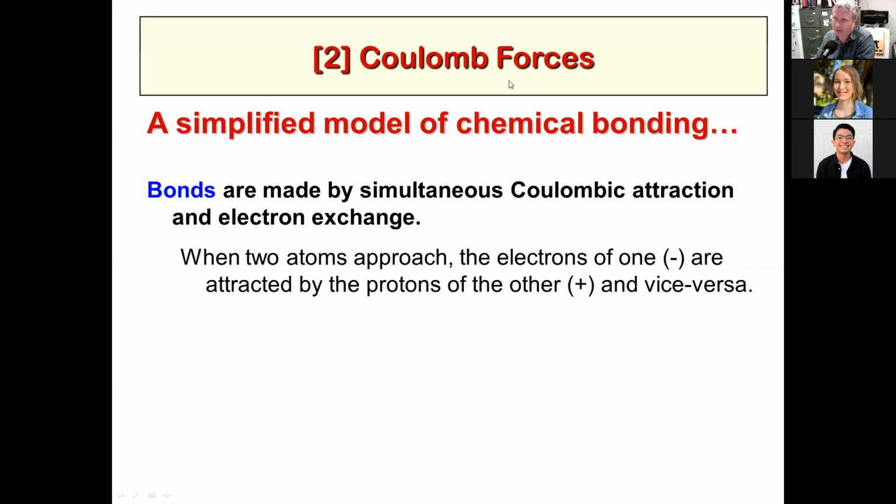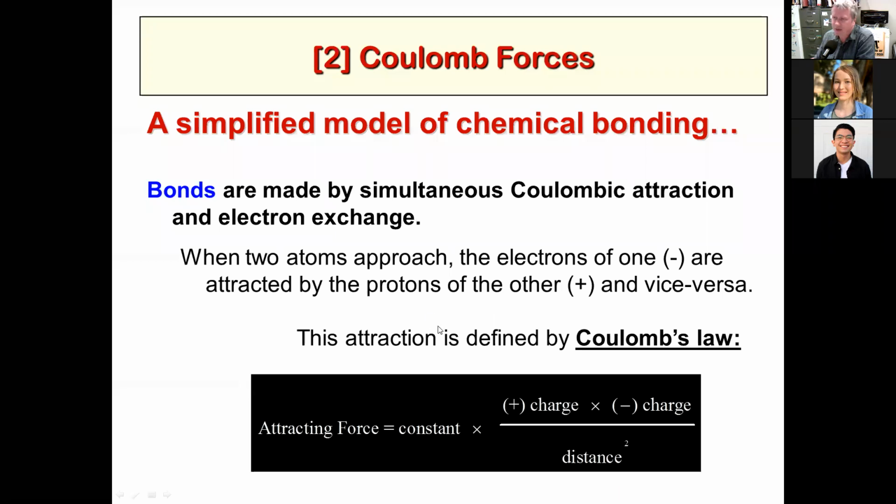Coulombic forces are kind of one way to consider bonding. So bonds are made by simultaneous Coulombic attraction and electron exchange. So when two atoms approach, the electrons of one are attracted to the protons of the other. So this is one way that you can think about bonding. It's kind of a simplified way to think about it.